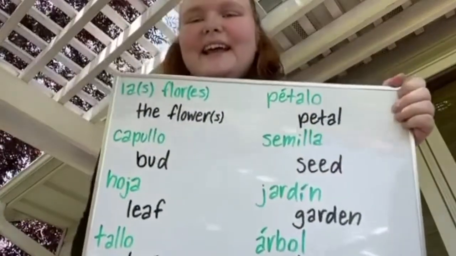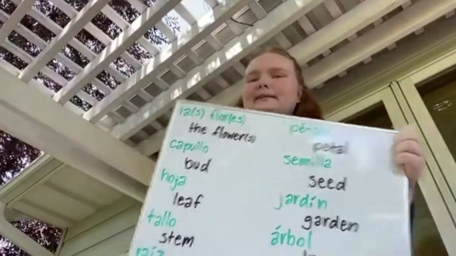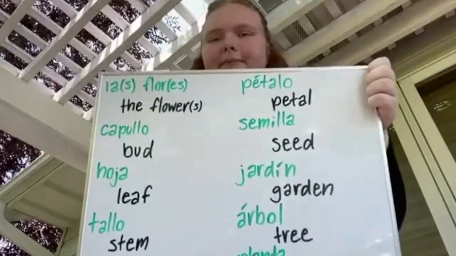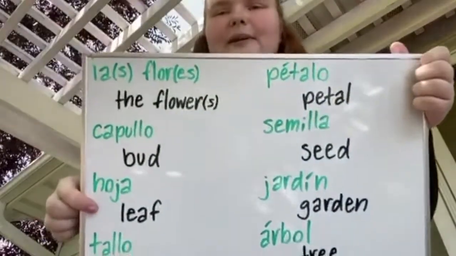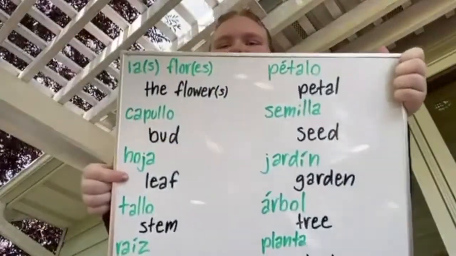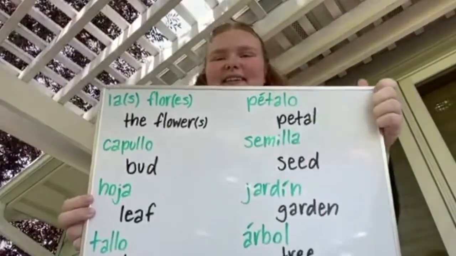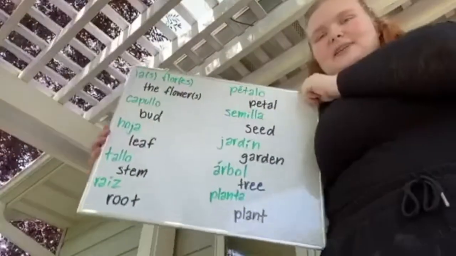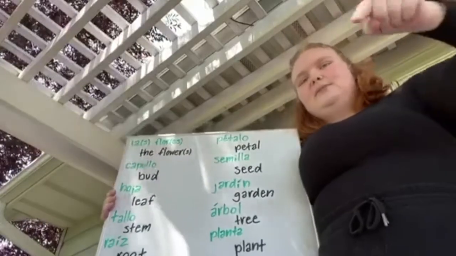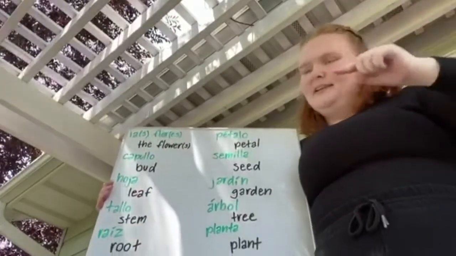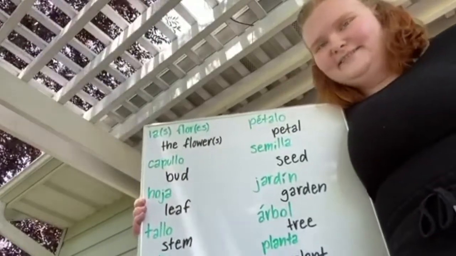Okay. Next word we're gonna learn is bud. So like a flower bud kind of idea. That is capullo. And then one of my favorite words is leaf, which is hoja. So this is a very fun Spanish word because we have the H and the J. So the H, if you remember, you don't really pronounce. And then the J is like an H. Hoja.